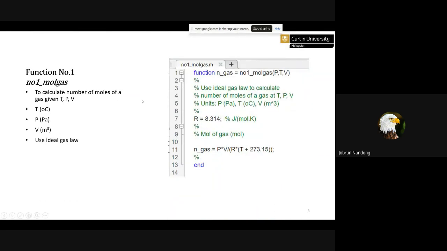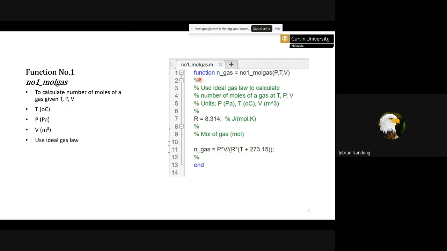So the first function that I want to write is to calculate the number of moles of a gas given the temperature, pressure, and volume of that gas. We use the ideal gas law. This function is very short, only 13 lines. This is what you see here.